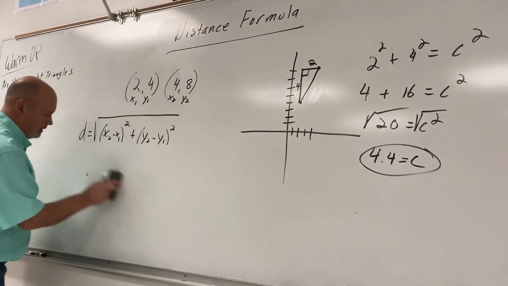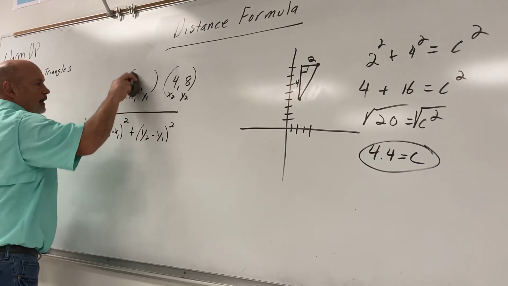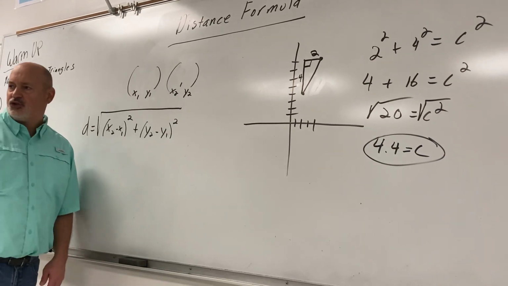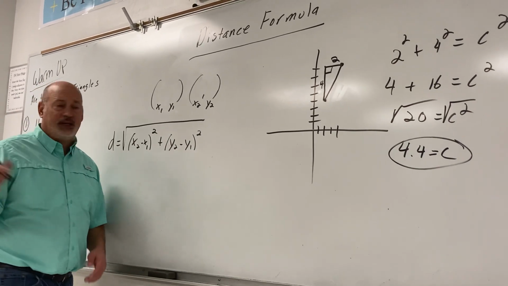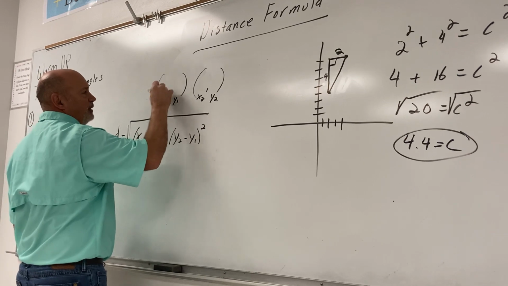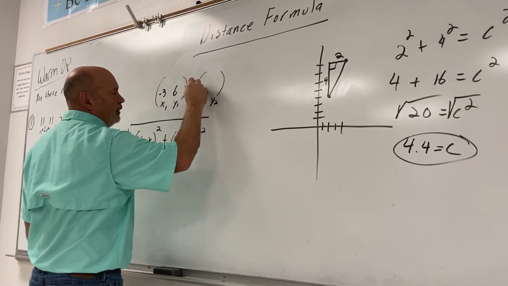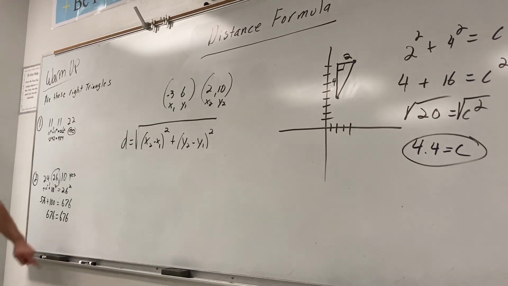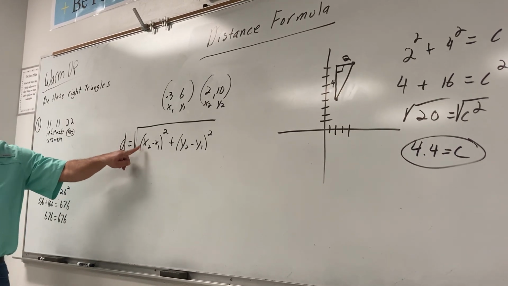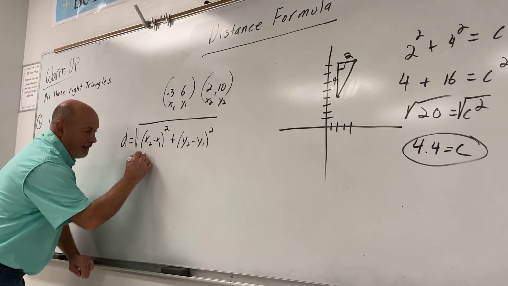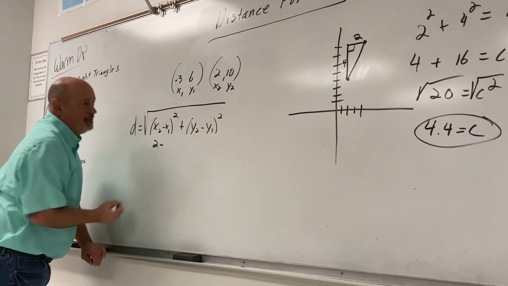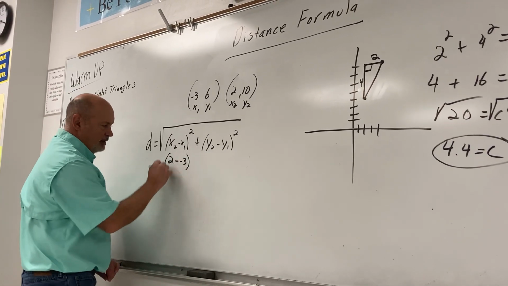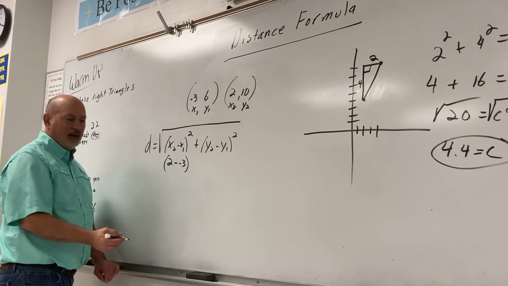Let's change up the numbers. I'm going to put some negatives in there, because negatives are what get you, so be careful with the negatives. Let's go negative 3, 6, and 2, 10. All right, we need to subtract the x's. So what's the second x? 2. Minus the first, -3. Minus -3. Let's go ahead and change that to a plus 3.